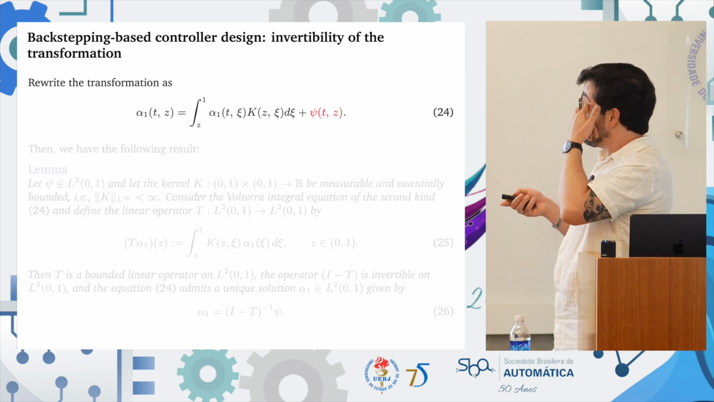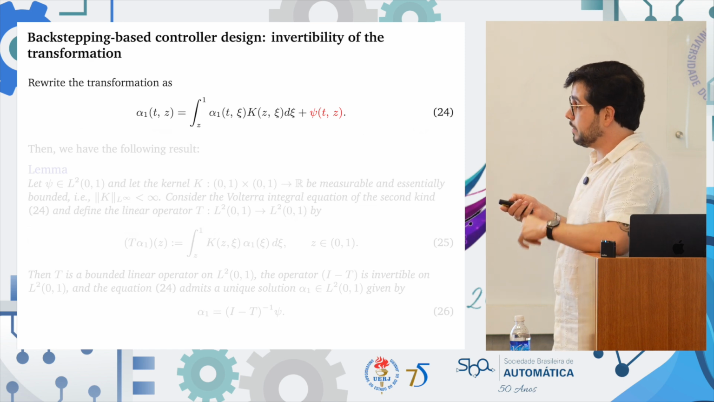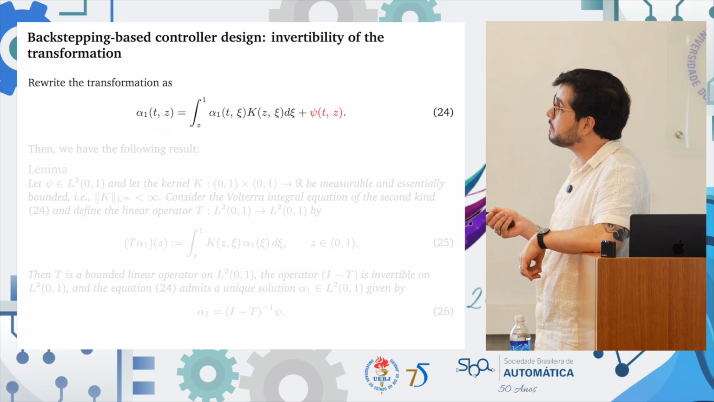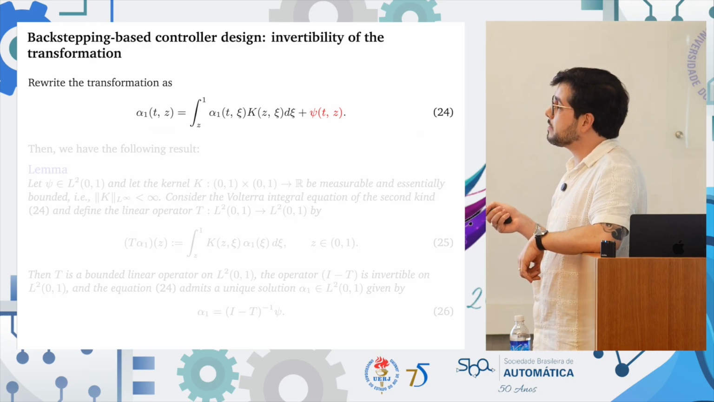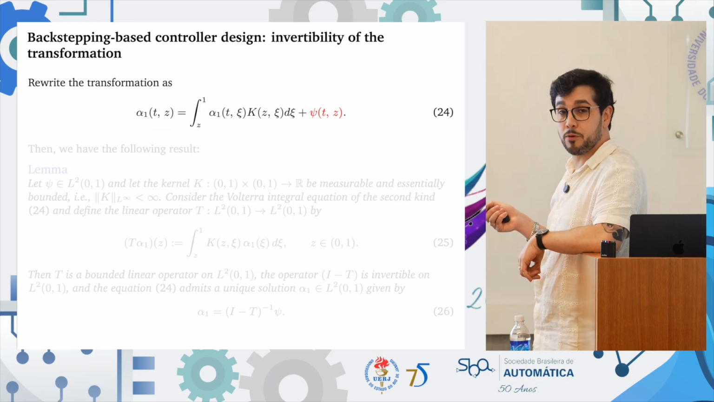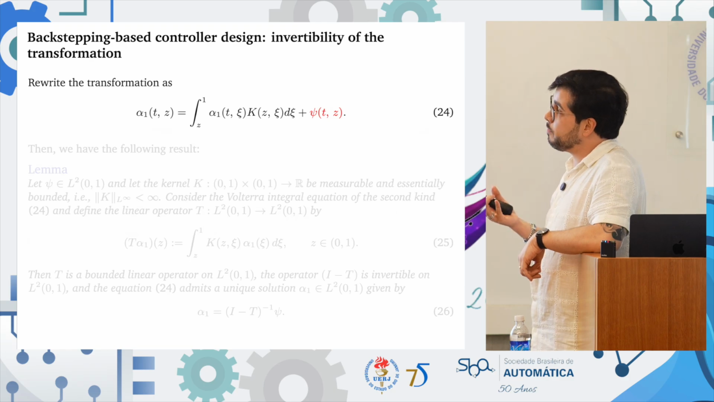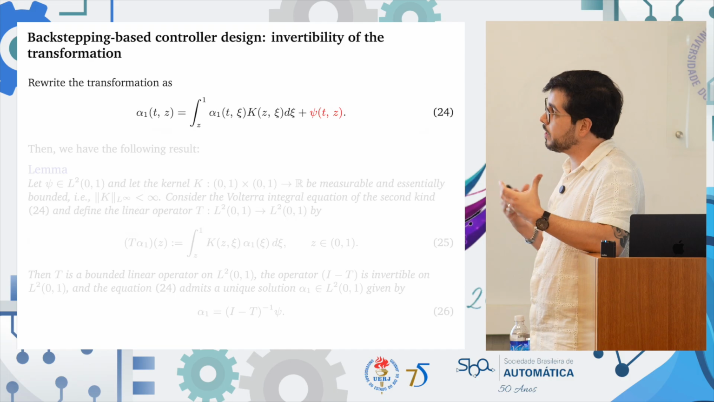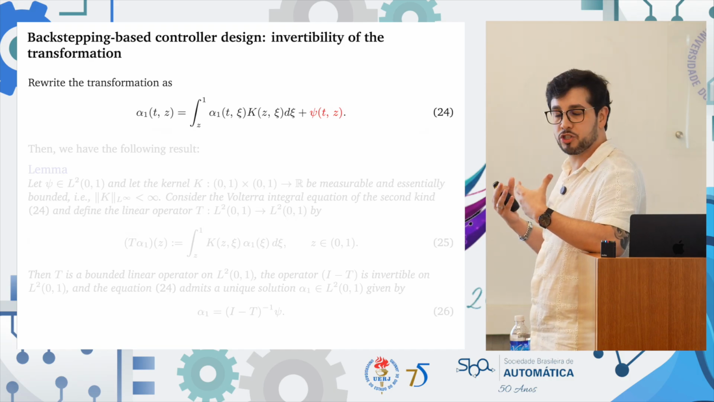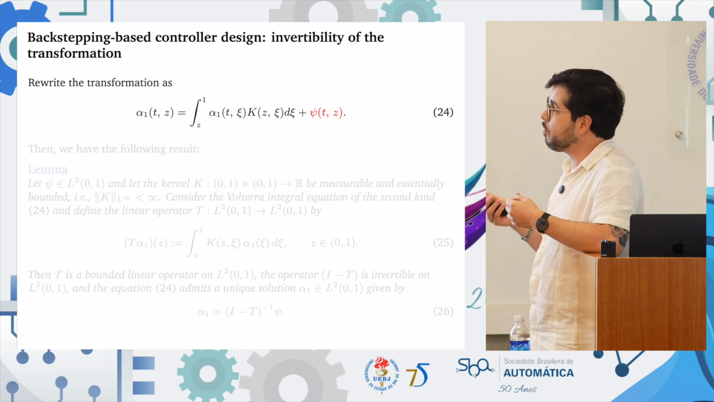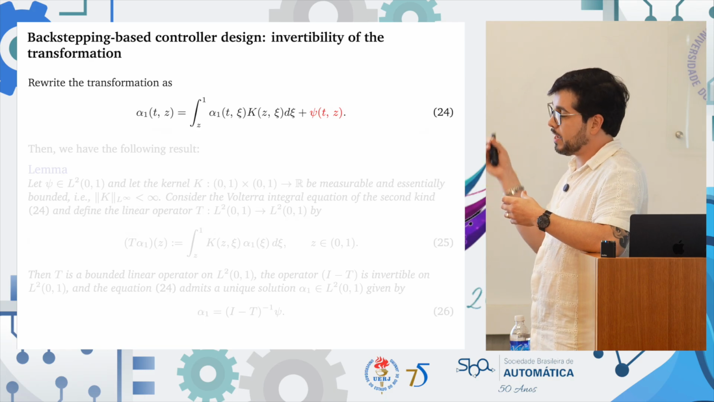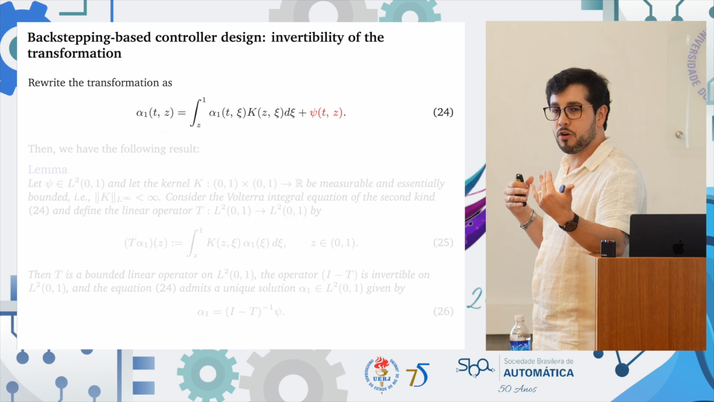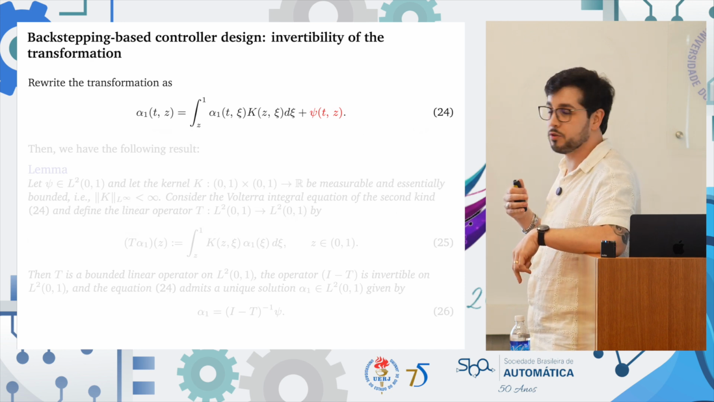Okay. So the last point in our control strategy is to show that the transformation is invertible. If it is invertible, it means that the spaces I'm working with have the same topological properties. So if I'm working in this transformed system that is exponentially going to 0, it means that in the original coordinates, this state is also going to 0.